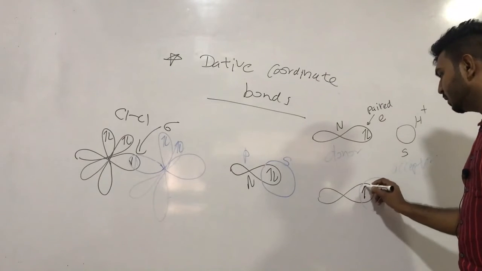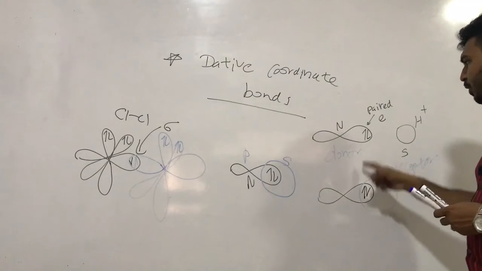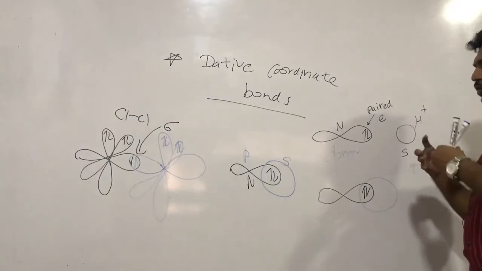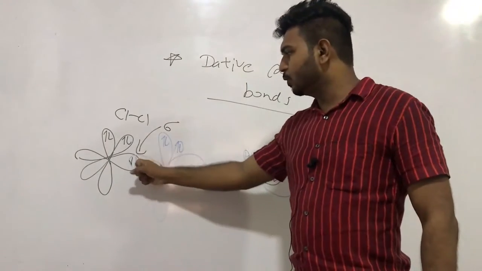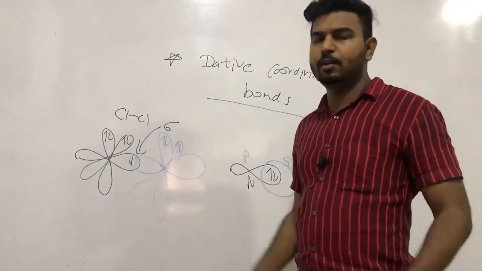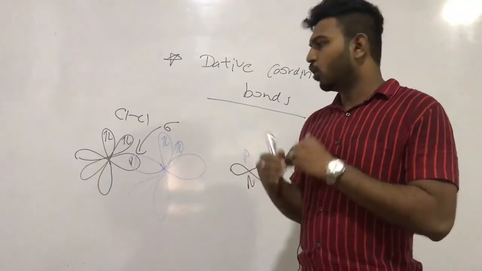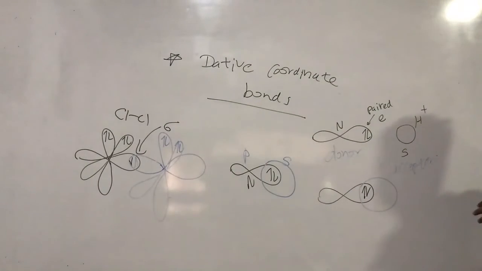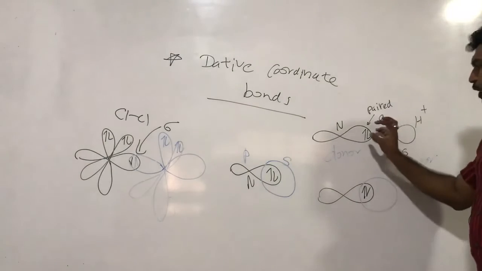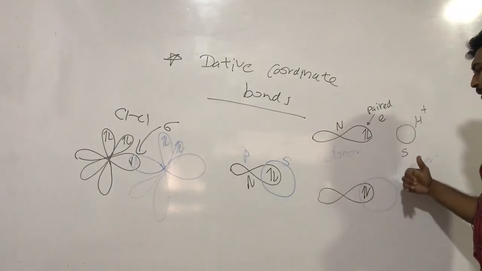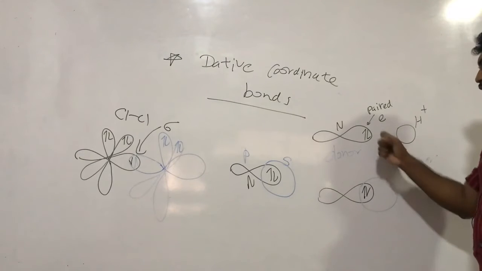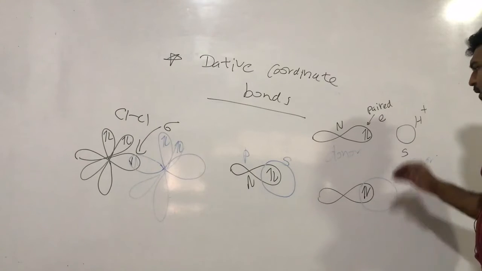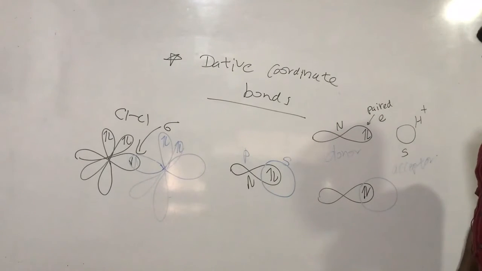But the 2 electrons have been received from this atom. In this molecule, this one gives 1 electron and this one gives 1 electron, so both electrons are common for these 2 orbitals. But when we consider dative bonds, the 2 electrons will be donated to an empty orbital.